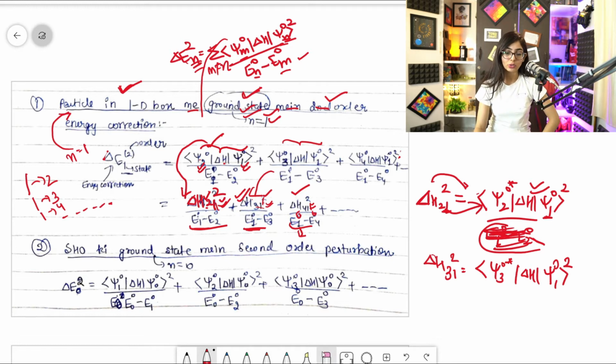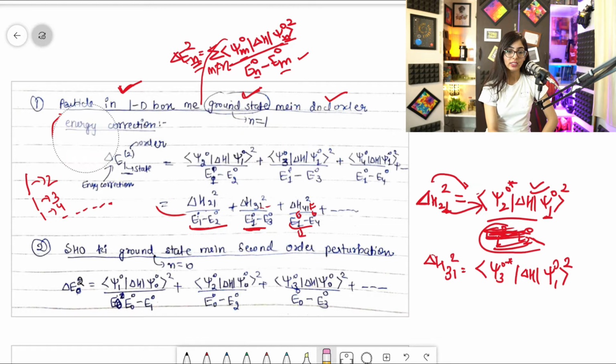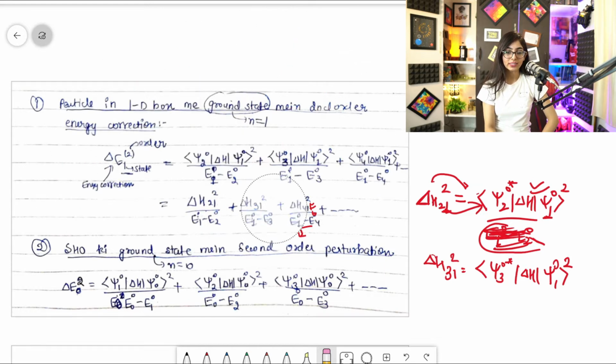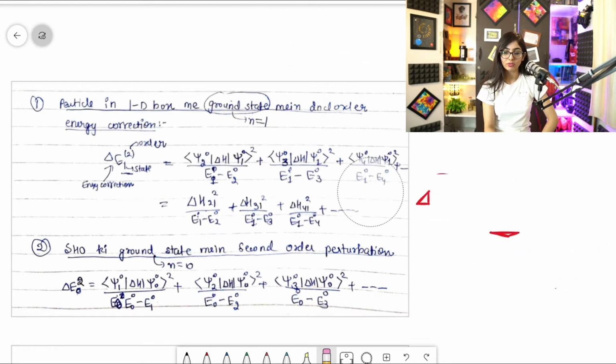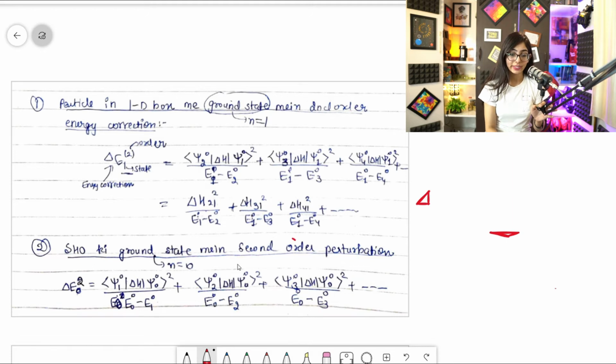Things will be more clear if I discuss one more example, which is SHO. You can see below, the second one, where I have written second one. Let me rub this first. In the second one you can read what is there: second order perturbation in ground state for SHO. Now, for the ground state of SHO, n is 0, but in the ground state of a particle in a 1D box, n is 1.